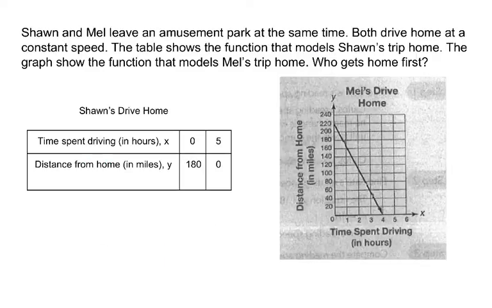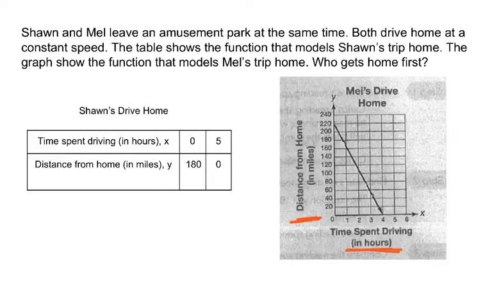All right, Sean and Mel leave an amusement park at the same time. Both drive home at a constant speed. The table shows the function that models Sean's trip home. The graph shows the function that models Mel's trip home. Who gets home first? Well, when we're looking at this, let's look at the graph first. Mel's distance from home in miles is on the y-axis, and the time in hours spent driving is on the x-axis. What we're looking for is how many hours it took Mel to get to her destination, which is home.